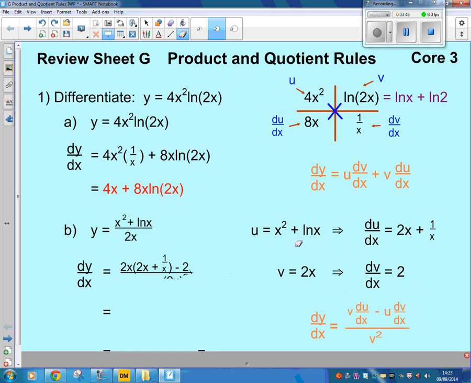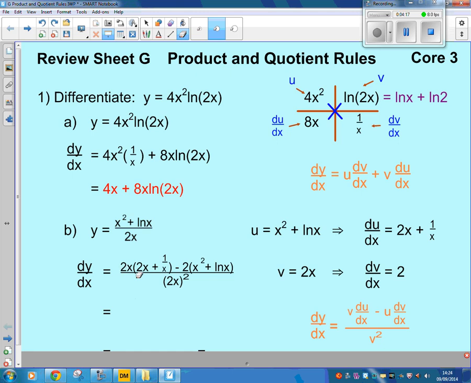Well, I'm going to put the 2 first. So it's 2 times x squared plus ln x. I could have put x squared plus ln x and then the 2, but it's more natural to put the 2 in front. And it's all over v squared, so that's over 2x in brackets squared. So basically it is work out du dx, work out dv dx, and then you just slot everything in the correct place. So you're doing your v du dx minus your u dv dx, over the v squared.